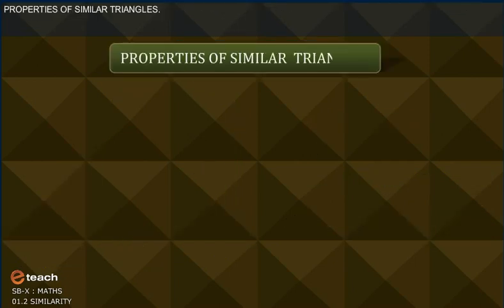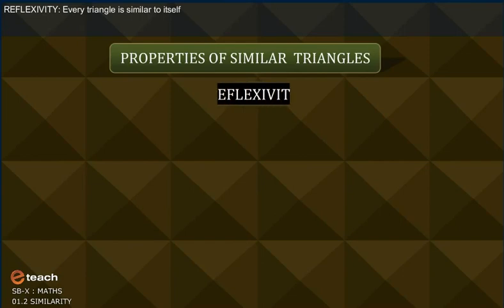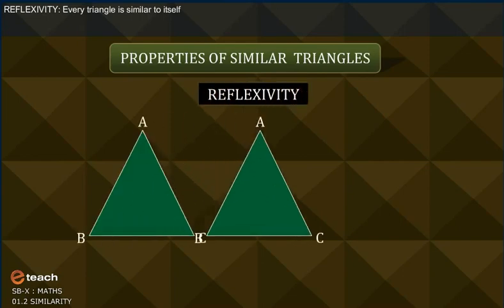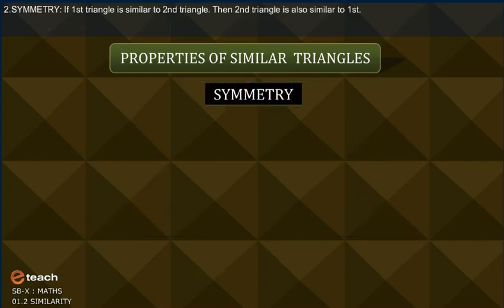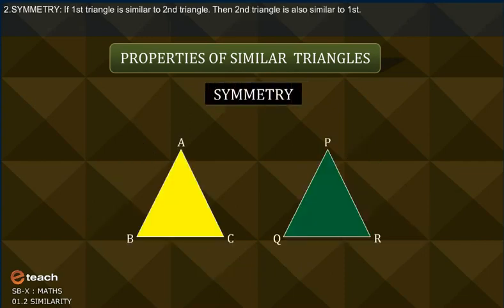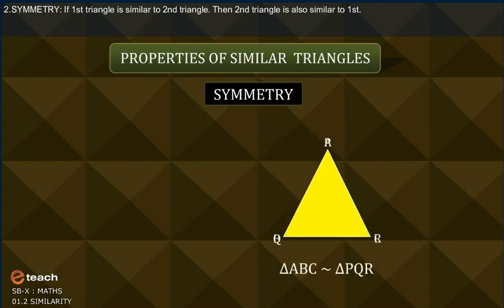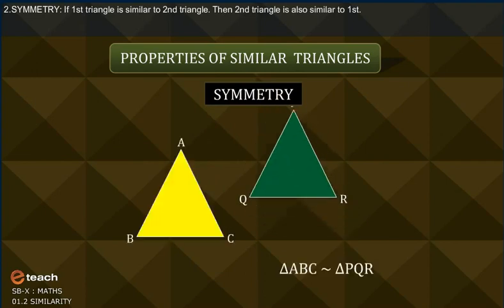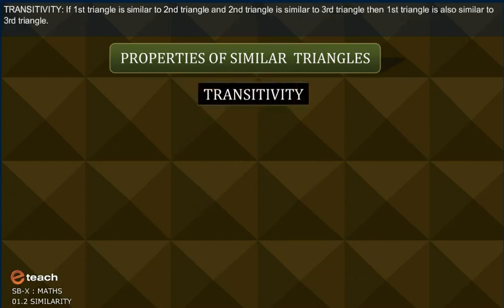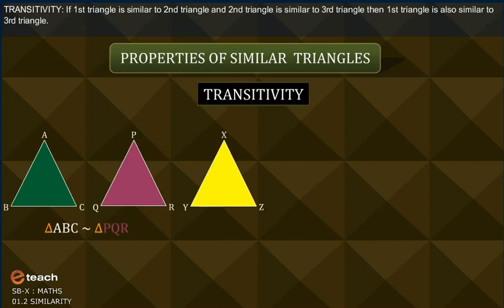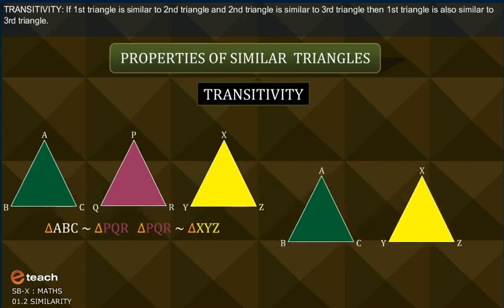Properties of similar triangles. 1. Reflexivity. Every triangle is similar to itself. 2. Symmetry. If first triangle is similar to second triangle, then second triangle is also similar to first one. 3. Transitivity. If first triangle is similar to second and second triangle is similar to third triangle, then first triangle is also similar to third triangle.